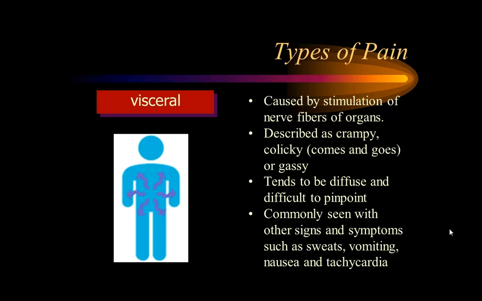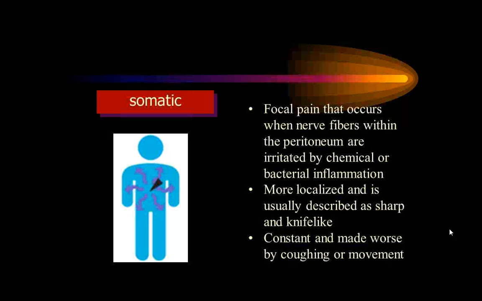Liver and gallbladder, head of the pancreas, intestines, kidneys. Okay, and we'll talk about all that stuff a little bit. So you can sort of say that they know exactly what it is, and it's a little bit crampy, colicky. The pain comes and goes, and then they have some other signs and symptoms of tachycardia and all that stuff. Versus the somatic, this is more of an irritation of the peritoneum.